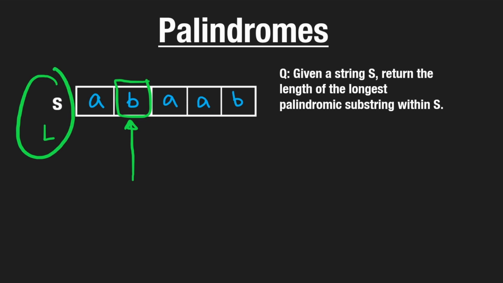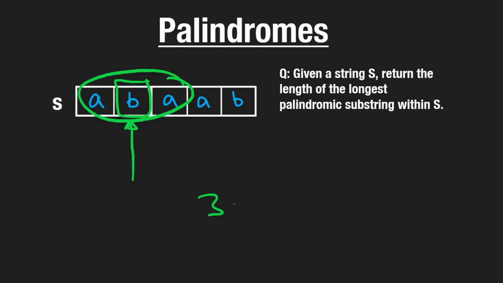Our left pointer will be out of bounds. Our right pointer would be here. But when you go out of bounds, if either of these goes out of bounds, then we know we can't really expand anymore. So the longest palindromic substring here was 3. That's our longest so far. So we would normally keep track of that. Then do the same thing over here.